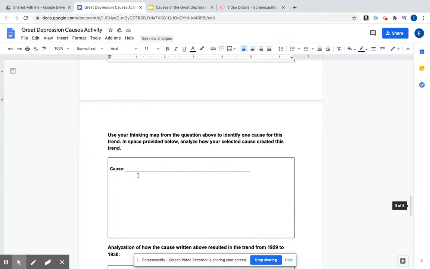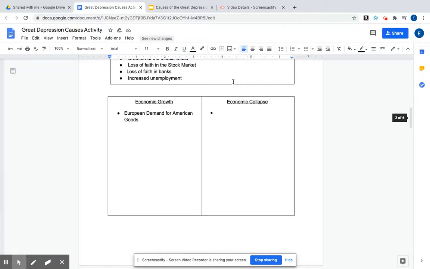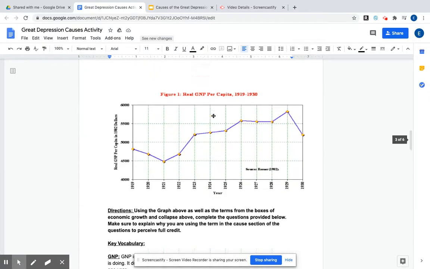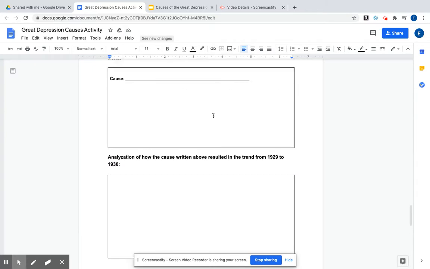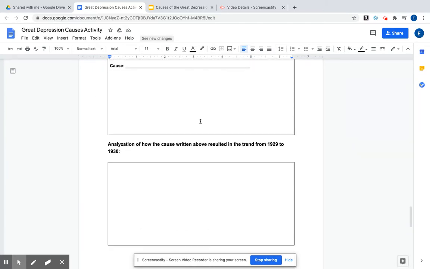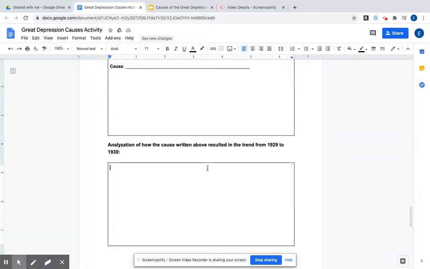So same thing down here, again, a cause that you'll get from the chart up here that you've already used. You'll choose another one, put it down here in the causes right here. You'll write that term there, and then the analysis of how the cause written above resulted in the trend from 1929 to 1930, and you'll write a few sentences down here in that text box. So that's all that we're asking from you guys.